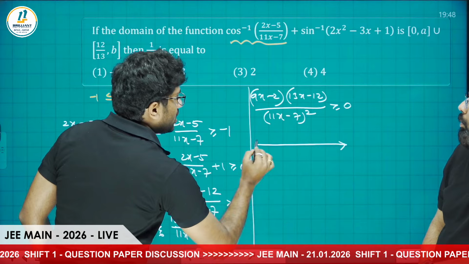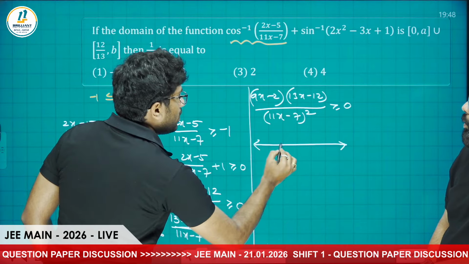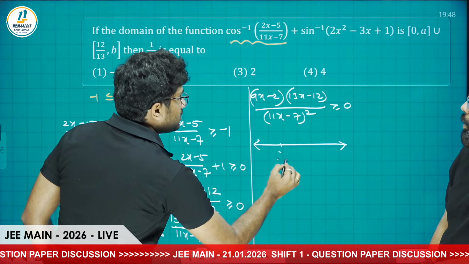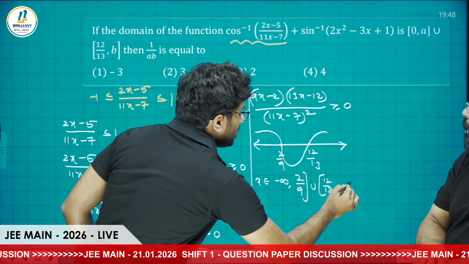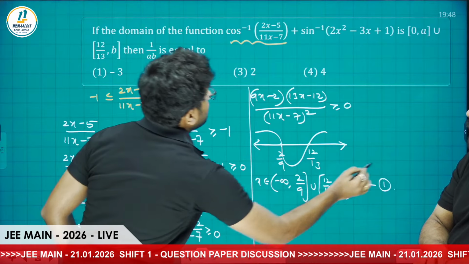By using the wavy curve, x is equal to 2 by 9 and 12 by 13. So greater than or equal to 0 means x belongs to minus infinity to 2 by 9 closed, union 12 by 13 to infinity. This is, let's say, case 1.